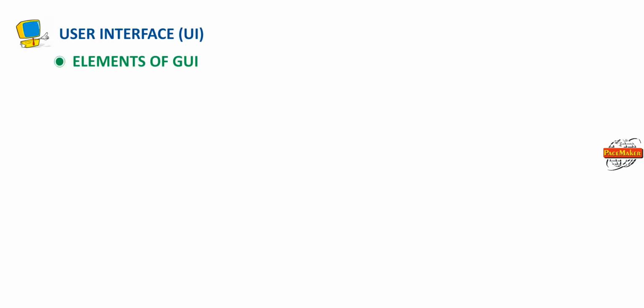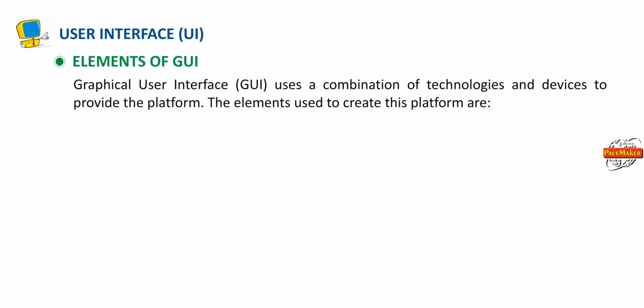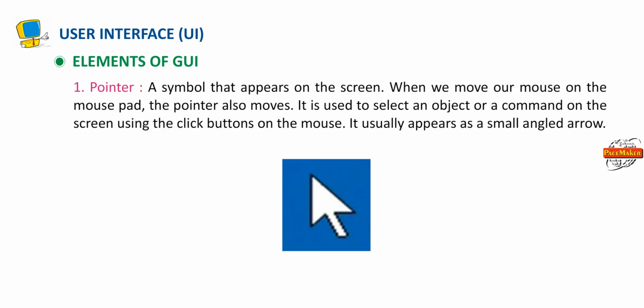Elements of GUI. Graphical User Interface GUI uses a combination of technologies and devices to provide the platform. The elements used to create this platform are: first, pointer, a symbol that appears on the screen. When we move our mouse on the mouse pad, the pointer also moves. It is used to select an object or a command on the screen using the click buttons on the mouse. It usually appears as a small angled arrow.